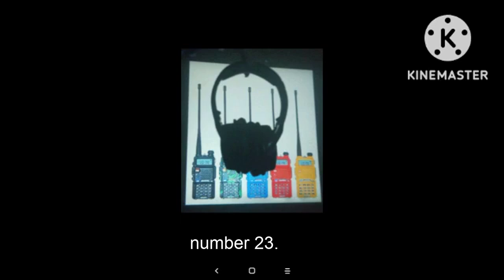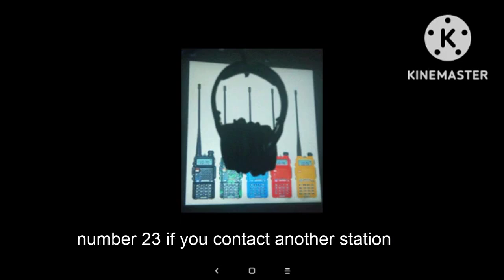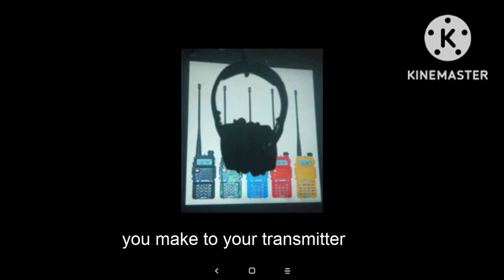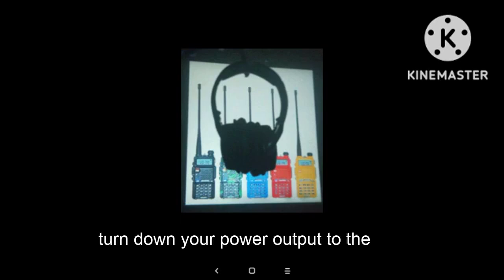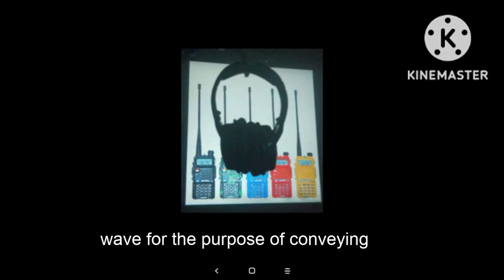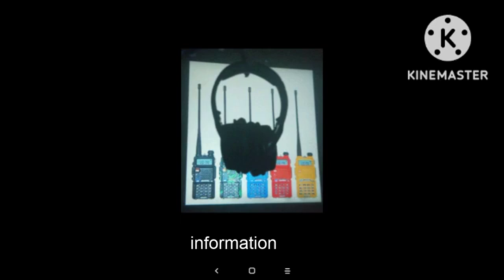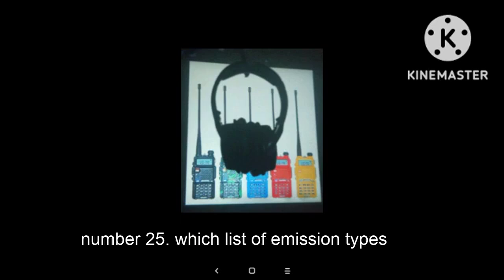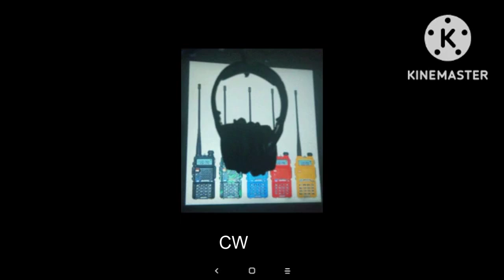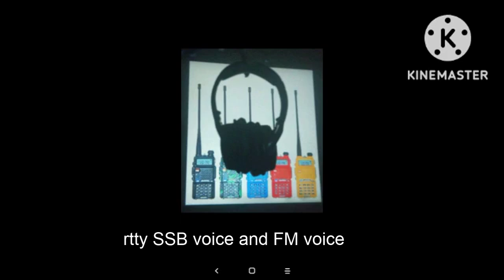Number 23. If you contact another station and your signal is extremely strong and perfectly readable, what adjustment might you make to your transmitter? Turn down your power output to the minimum necessary. Number 24. What type of modulation system changes the amplitude of an RF wave for the purpose of conveying information? Amplitude modulation. Number 25. Which list of emission types is in order from the narrowest bandwidth to the widest bandwidth? CW, RTTY, SSB voice, and FM voice.